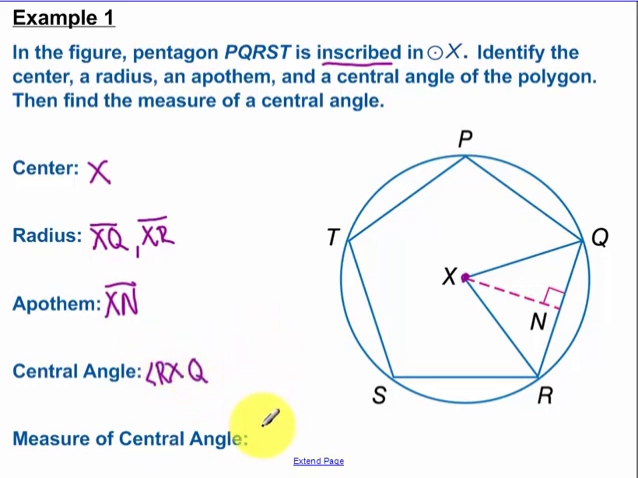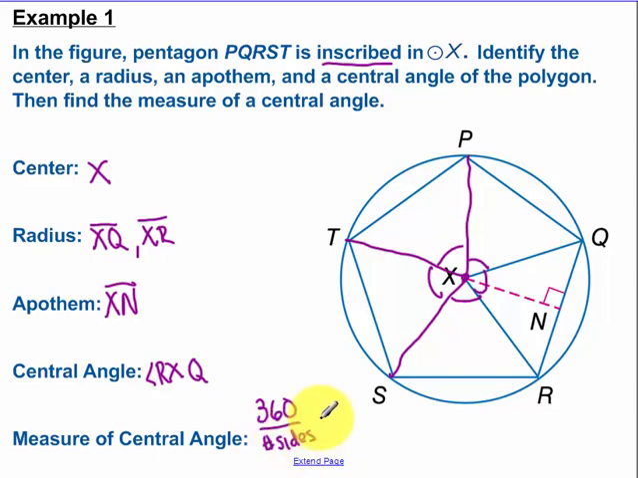Now the measure of the central angle. To figure that out, take 360 and all of these central angles. So that angle, this angle, this angle, that angle, and this angle are all congruent. So we take 360 and we divide by the number of sides that we have, because that's how many central angles we have. So in this case, it's 360 divided by 5, and we get 72 degrees.